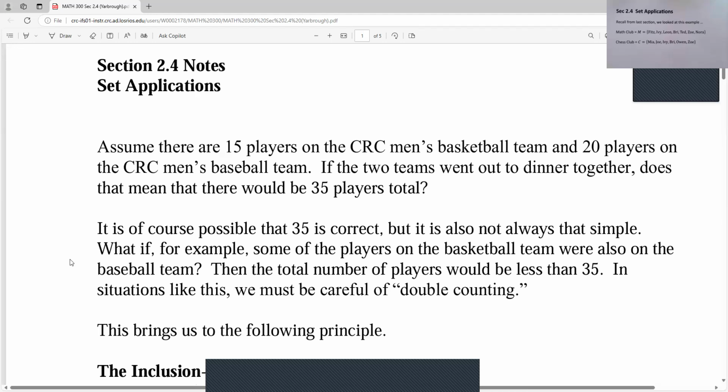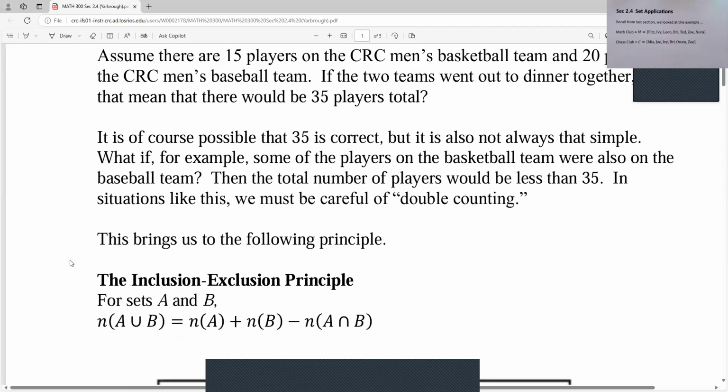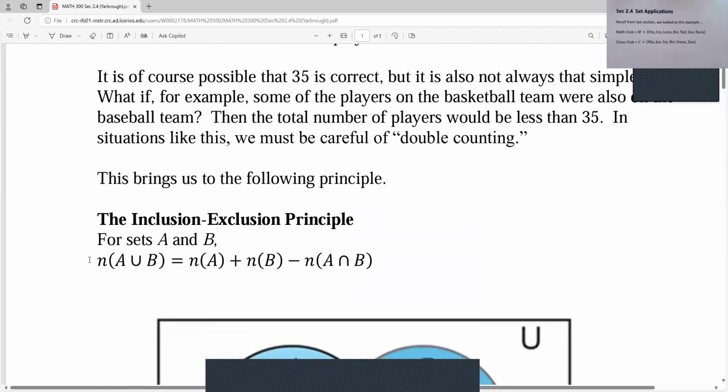There very well could be 35. But if some of the players are on both teams, if some players are on the basketball team and they also happen to be on the baseball team, then it's not going to be 35 total. We don't need to double count those players. So it brings us to the big formula we learned for today. It's called the inclusion-exclusion principle.